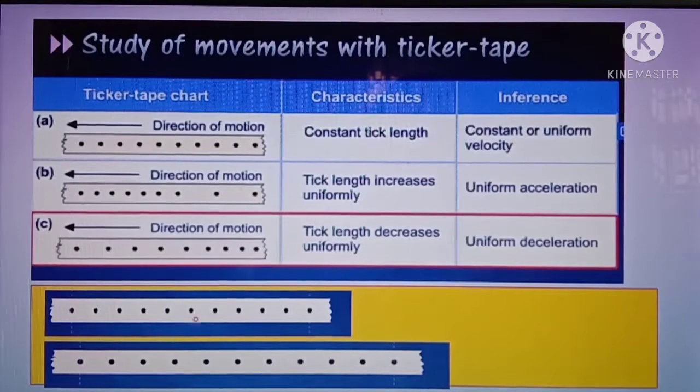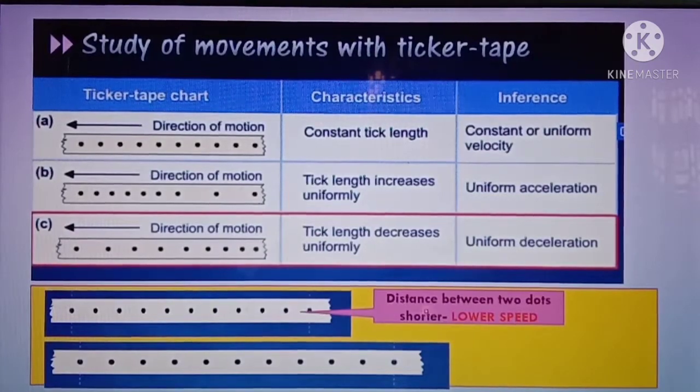Okay, here are another two examples. So we have two ticker tapes here. Both ticker tapes consist of 10 ticks. You look at the first one, distance between two dots is shorter. The second one, distance between two dots is longer. So what can you say about the type of motion of the object based on these two ticker tapes? Look at the first one. The distance between two dots is shorter, meaning the object is moving with lower speed.